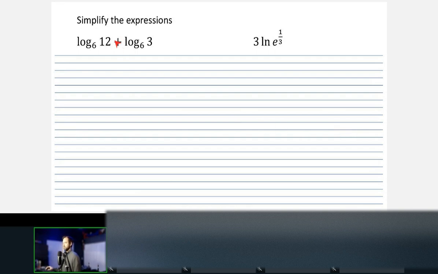Remember, we go from the expanded to the contracted. So addition becomes multiplication, right? As long as they have the same base. So we do 12 times 3.